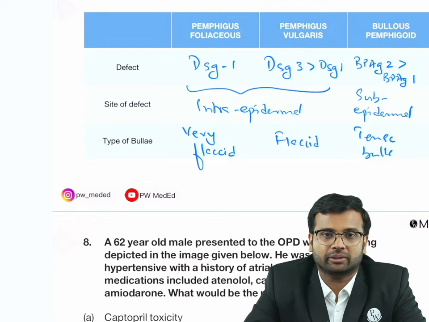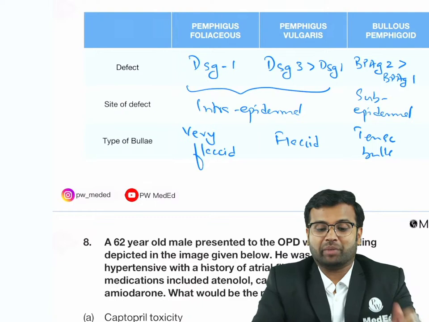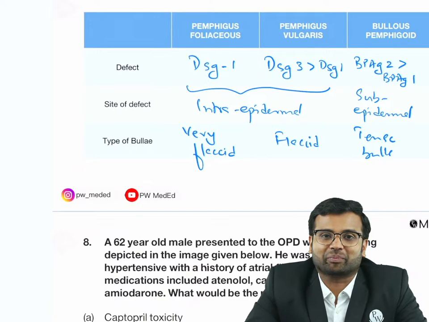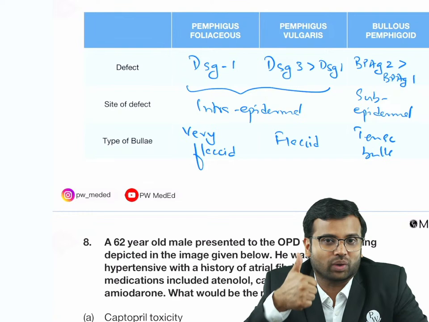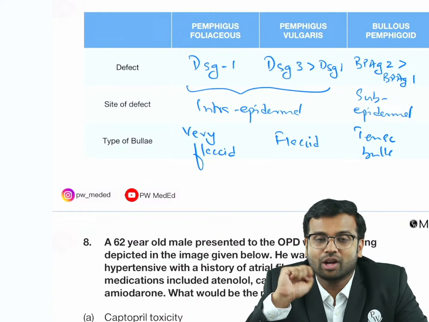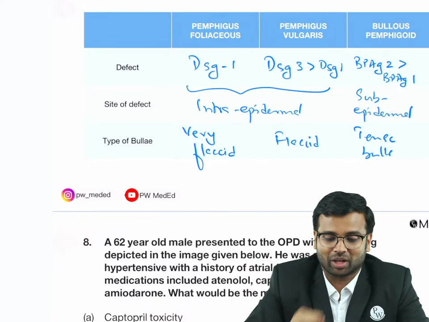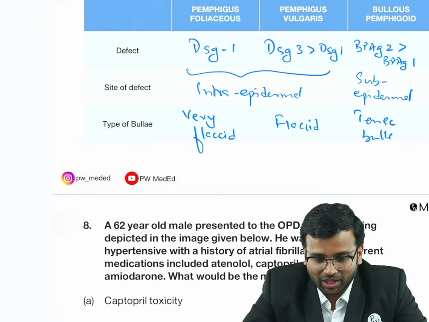So is that clear? Many more additional points are being discussed here in the chat box, like Nikolsky sign. Very good. Whenever you apply tangential pressure over the skin, if the skin peels off, this is called a Nikolsky sign. So in pemphigus vulgaris as well as in pemphigus foliaceus, you can see Nikolsky sign positive, whereas Nikolsky sign may be negative in bullous pemphigoid, because you get a tense bulla. Very good. So shall I continue further?